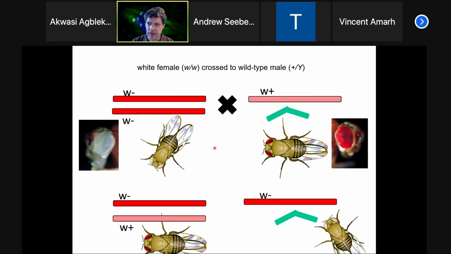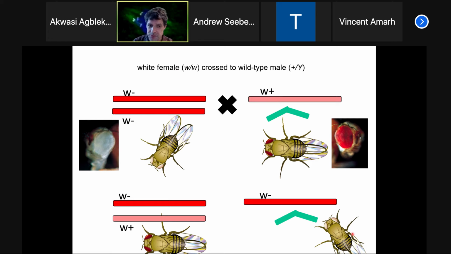And if you do this and meiosis is working correctly, all females get one X from mom and one X from dad, and because the white mutant is recessive, you end up with a red-eyed fly. You also get white-eyed males for much of the same reason. So this is the phenotype when meiosis is working correctly.